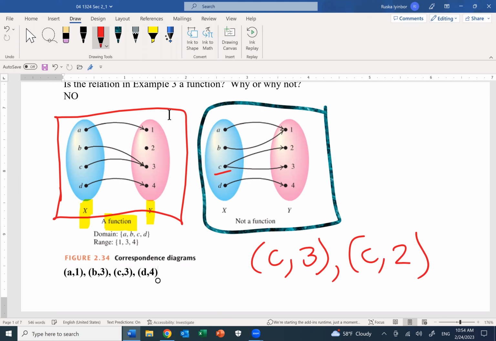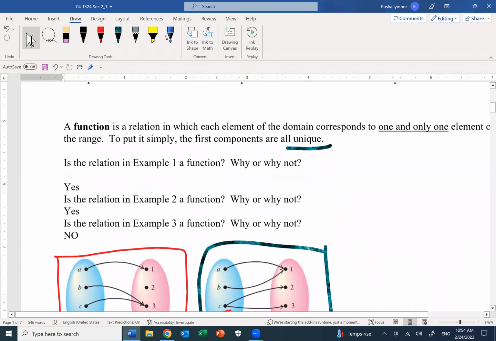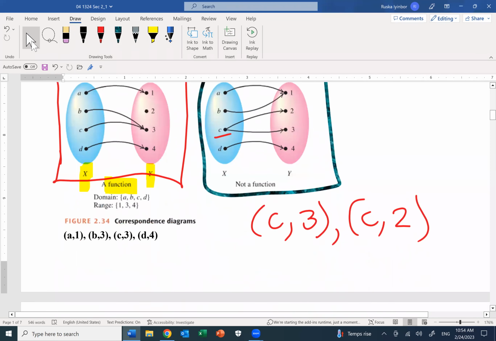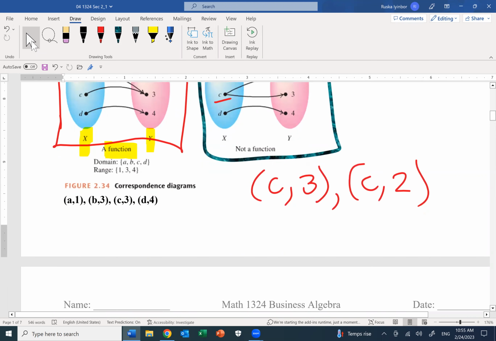So from the same x, C, you're going to get y 2, and from the same x, you're going to get y 3. This is not possible, because the definition of a function is a relation in which each element of the domain corresponds to one and only one element. That means all the x's, all the first coordinates, are unique. So that's what function means.